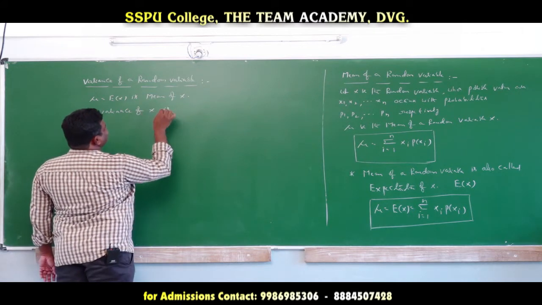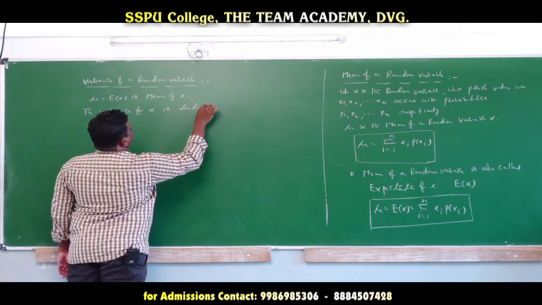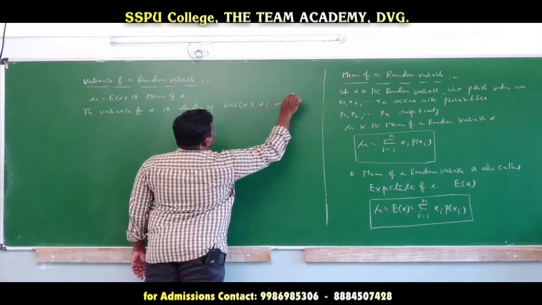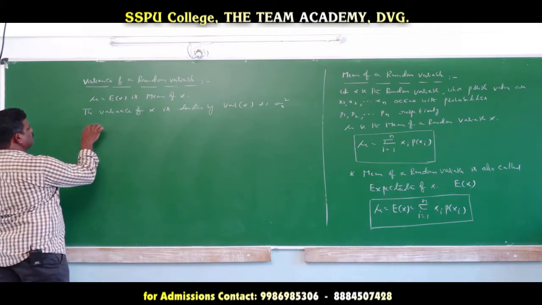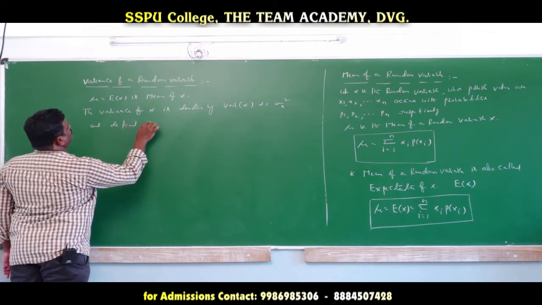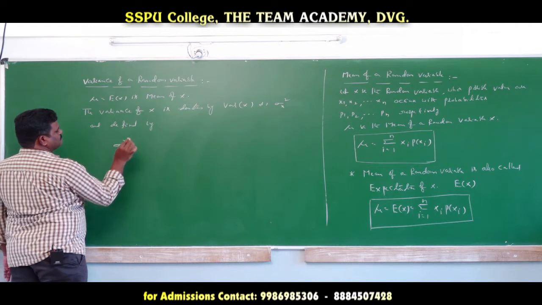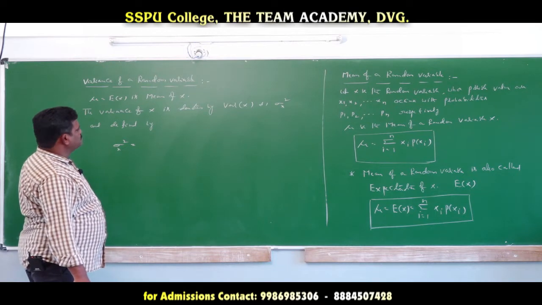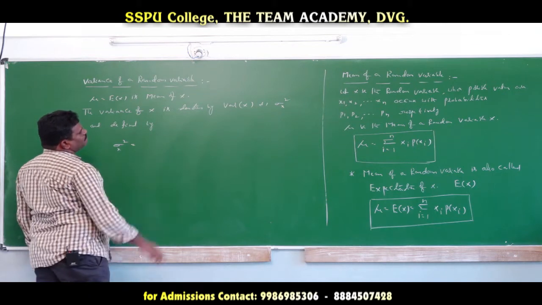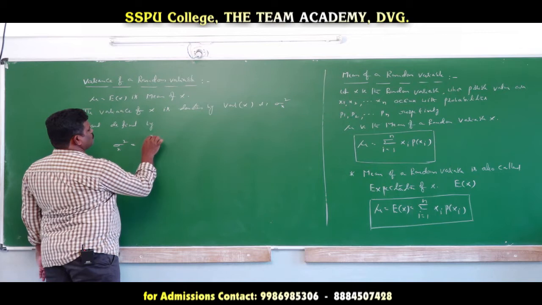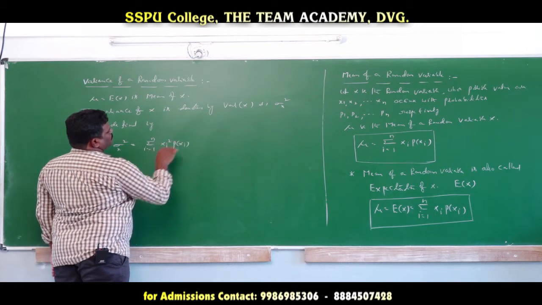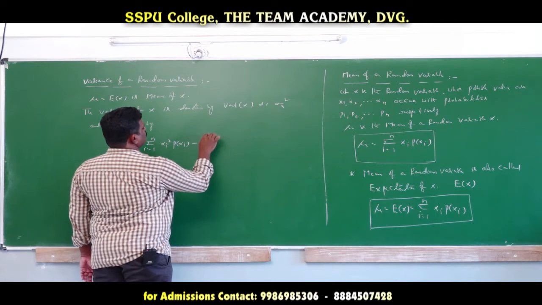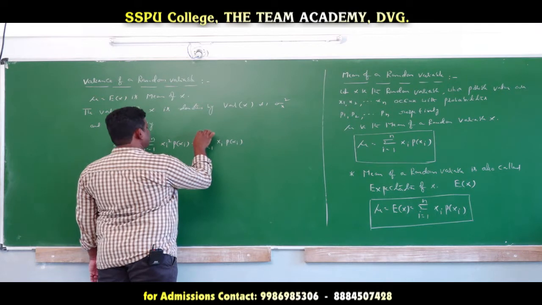Now mu, or the expectation of x, is the mean of x, and the variance of x is denoted by Var of x or sigma x squared, and defined by sigma x squared is equal to the sum from i equals 1 to n of xi squared into the probability of xi, minus the sum from i equals 1 to n of xi into the probability of xi, whole squared.